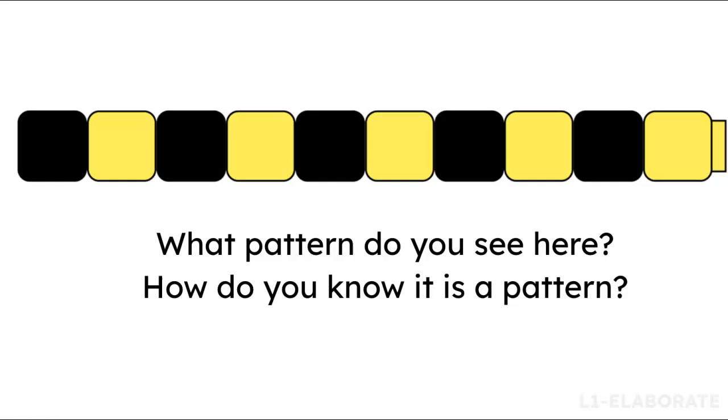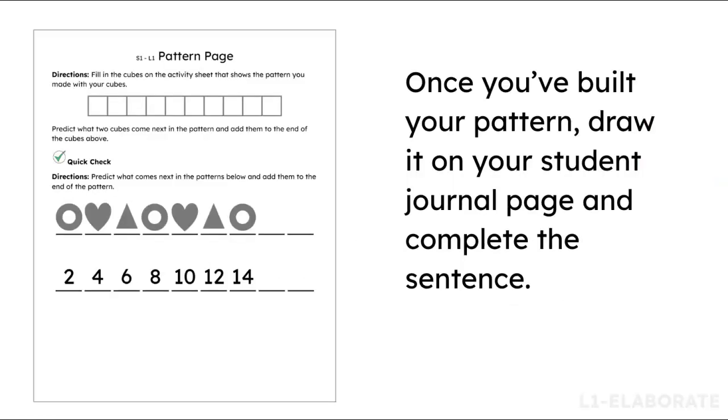For the Elaborate portion, you'll put students into groups of 2 and pass out the Unifix cubes from the kit. You'll model the first activity for the students by making a pattern of 1 yellow and 1 black cube, repeating. You'll then ask students to describe the pattern you make. You'll then have students use the top of the Pattern Page student journal page to record the patterns they make on their own.